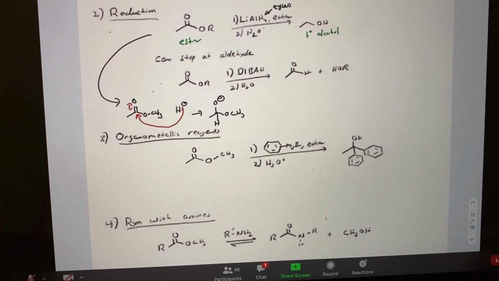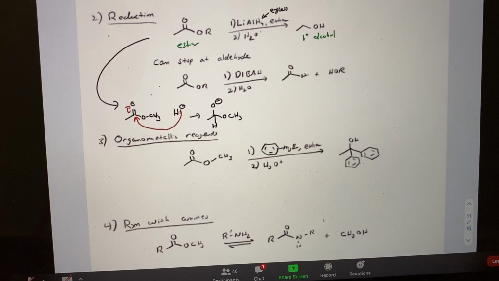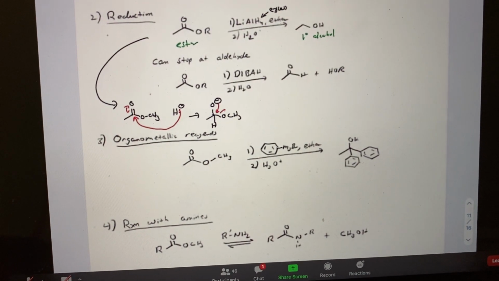And just like before with the acyl chloride, now we do have this leaving group. Not the greatest leaving group again, but it is a leaving group. It's methoxide, or whatever that ester might have been. So we'll kick this out.